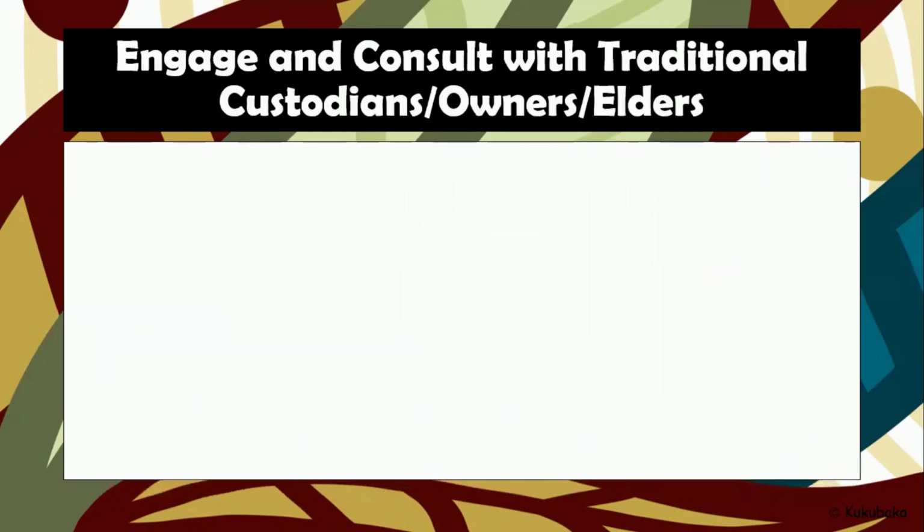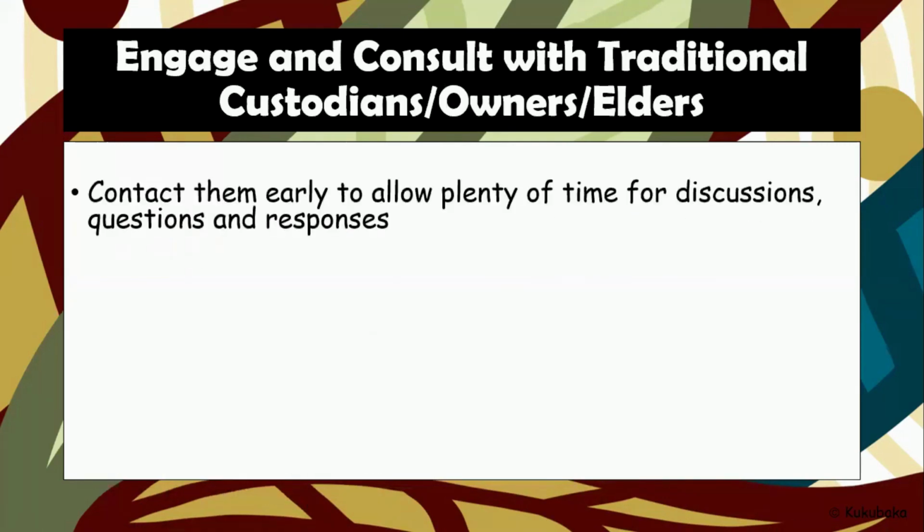The next step is to engage and consult with the traditional custodians, owners, and elders once you know who they are. Contact them early to allow plenty of time for discussions, questions, and responses. So they're not always available. So reaching out as soon as possible will make sure that you're able to meet the outcomes that you hope to achieve with your acknowledgement of country. And also being mindful that they have other commitments as well. And if I can encourage you to reach out to them and position yourself to meet them where they are, that also shows your intentions for respect as well.